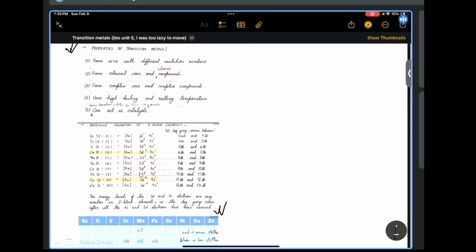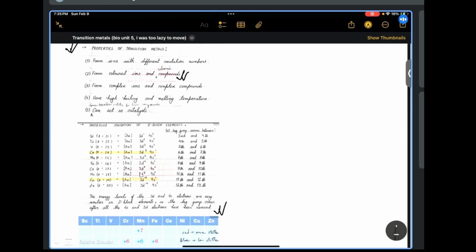Acha. So what they have written is the properties of transition metals. You just need to remember the properties, nothing else. There is nothing to understand here. They form ions with different oxidation numbers. The transition metals can form ions with different oxidation numbers. They can form colored ions and colored compounds. We will look at them later on in this chapter.